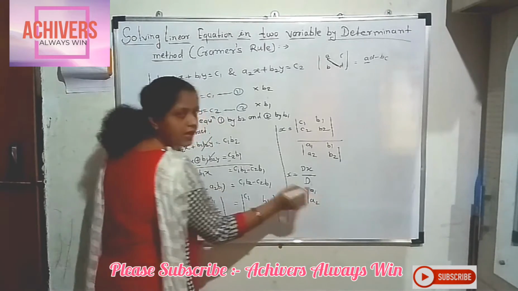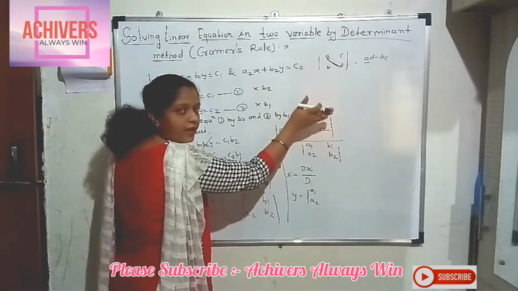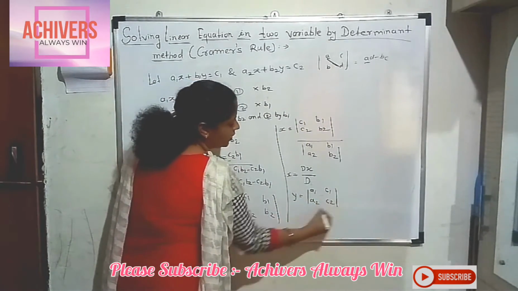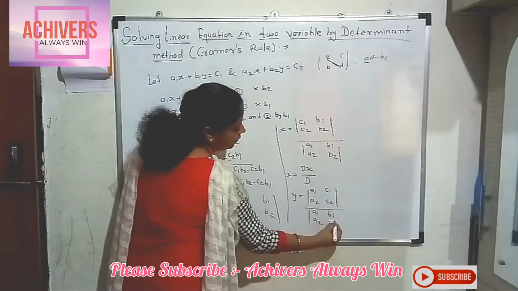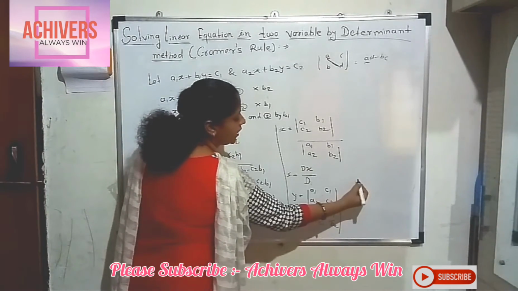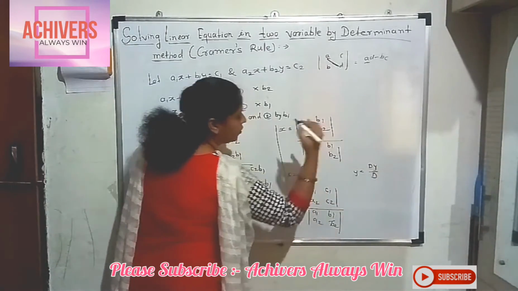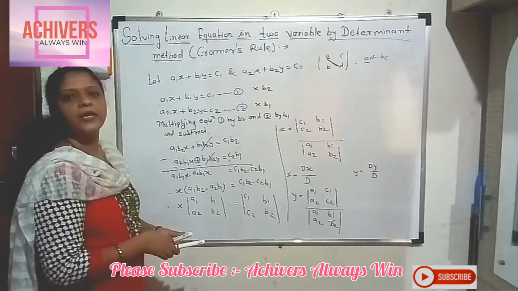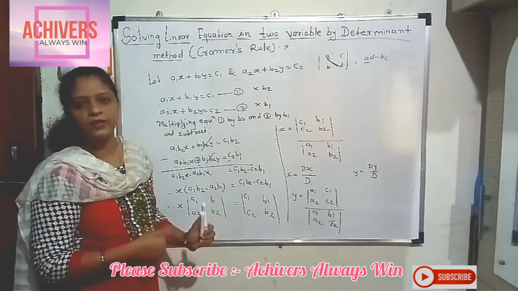X coefficients as it is. We had which coefficients? Y coefficients, and replace those with the constants C1, C2. And the denominator as it is: A1, A2, B1, B2. Means we get the formula Y is equal to dy upon D. Use this method to find the value of X and Y. Then see the examples based on that.